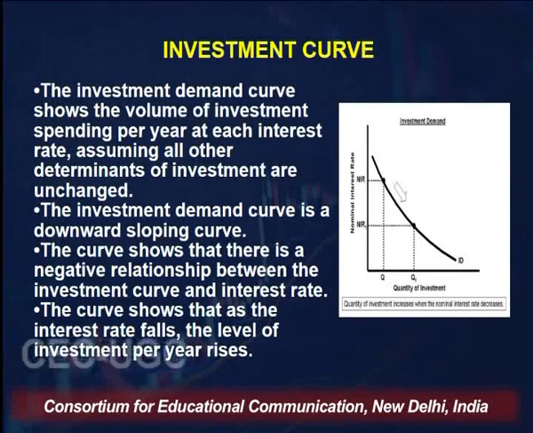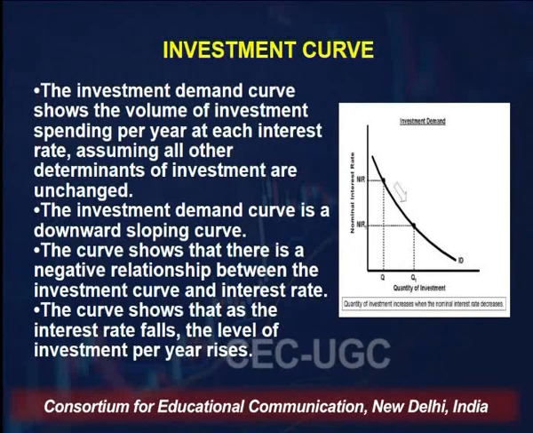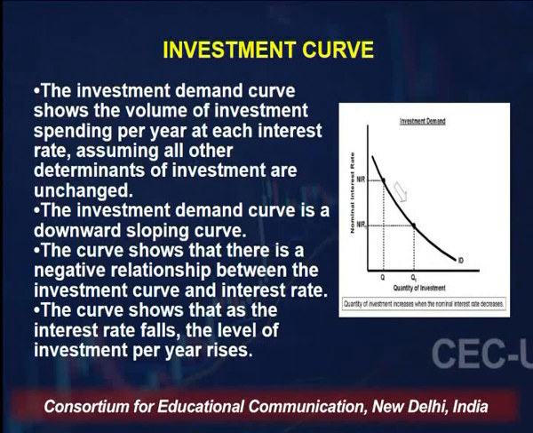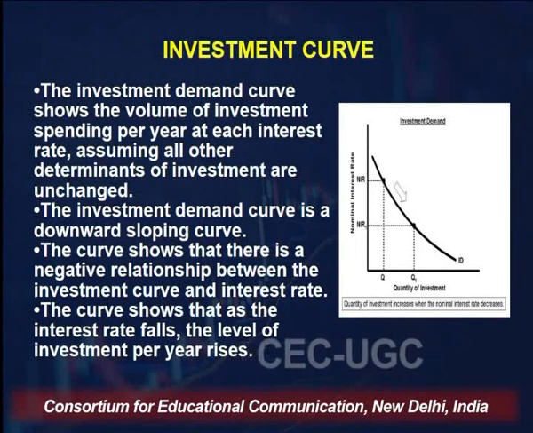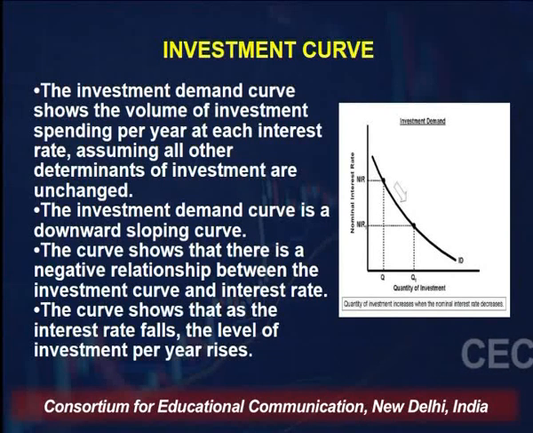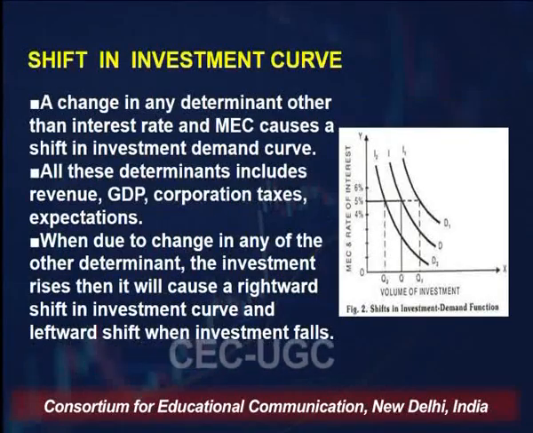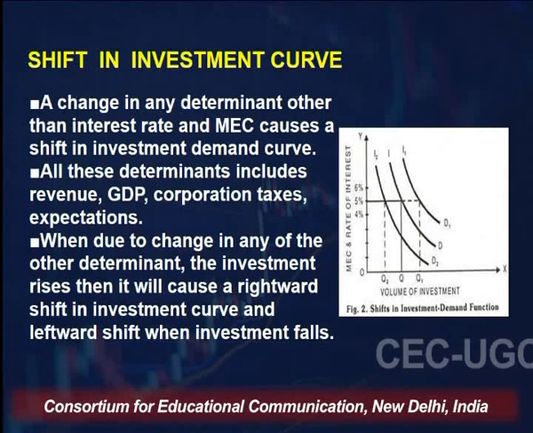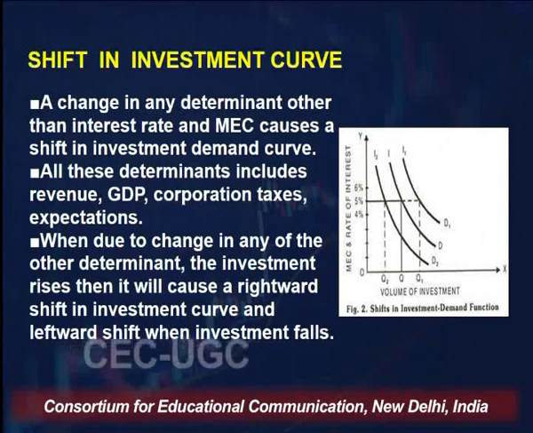Okay, so this is the investment curve, which is negatively sloped, and it shows at what level of rate of interest how much investment will take place. So the investment demand curve is downward sloping, and it shows that there is a negative relationship between the investment curve and the interest rate. The curve shows that as the rate of interest falls, the level of investment per year rises. Now, what are the factors that lead to a shift in the investment curve?